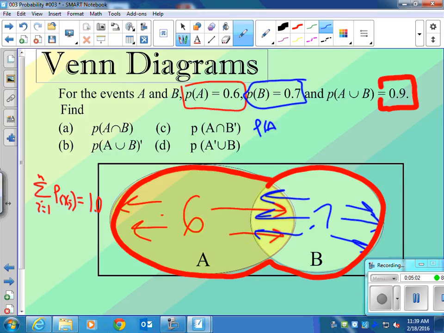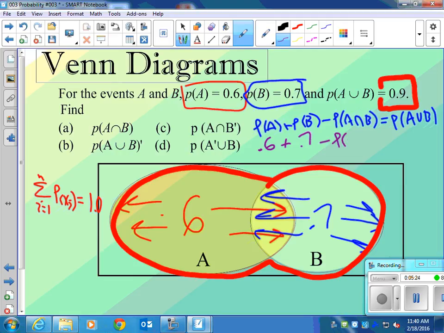Probability of A plus the probability of B minus the probability of A intersect B should be equal to the union of A and B. That's what it should be. So we said the probability of A is 0.6. Probability of B is 0.7. Now that's way too much. Okay, but I want to find out what that intersection is. The total is going to be 0.9.